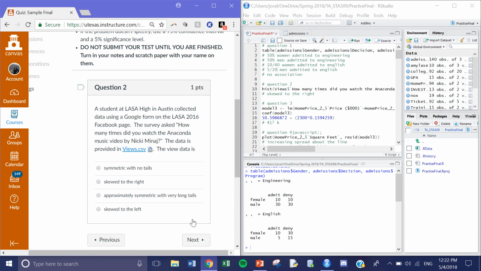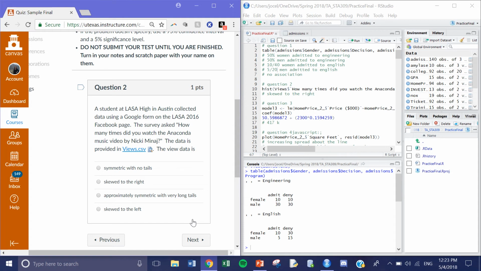Question 2. A student at LASA High in Austin collected data using a Google form on the LASA 2016 Facebook page. The survey asked, how many times did you watch the Anaconda music video by Nicki Minaj? The data is in views.csv. And it says the view data is blank. So it's trying to figure out if it's symmetric or skewed.